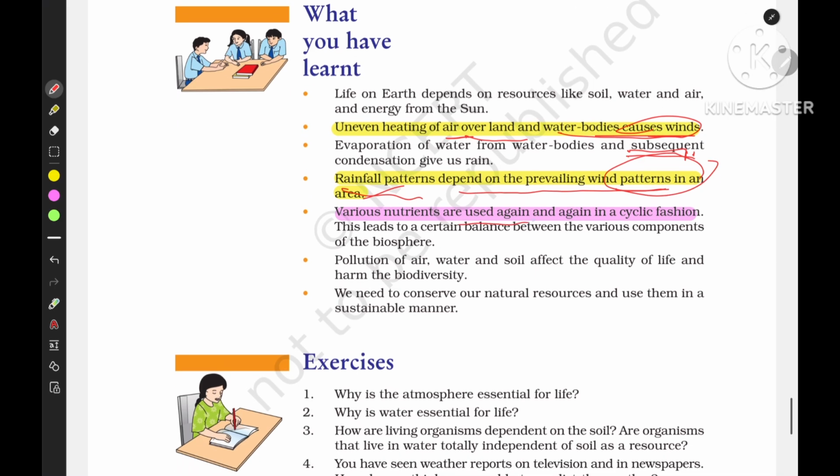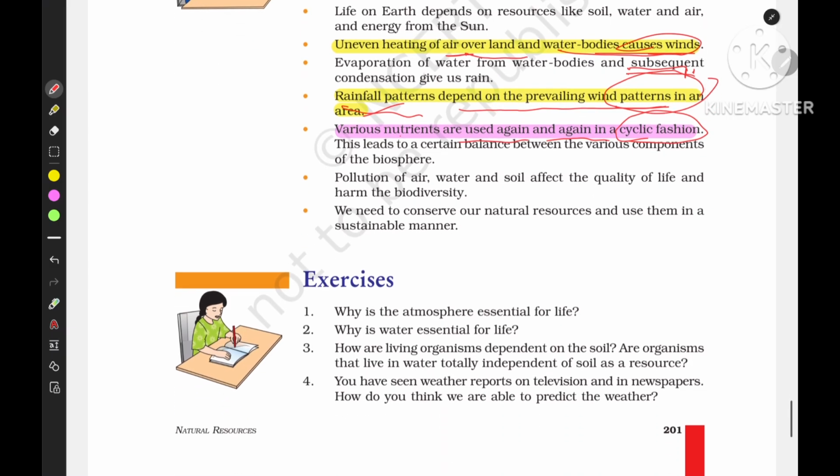Various nutrients are used again and again in a cyclic fashion. We discussed the carbon cycle, oxygen cycle and nitrogen cycle. Pollution of air, water, and soil affects the quality of life and harms biodiversity. We need to conserve our natural resources and use them in a sustainable manner. We will study in geography what this sustainable manner is.